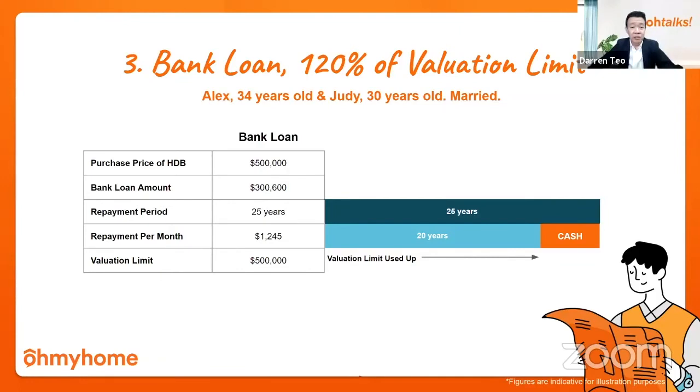Okay, Jason. So is there any other way for them to use their balance CPF on the same property if they have enough?